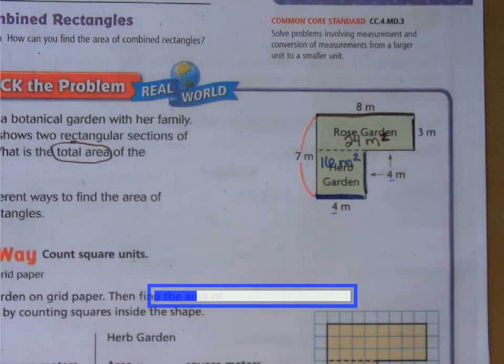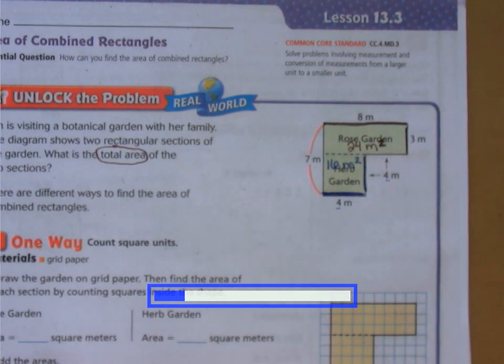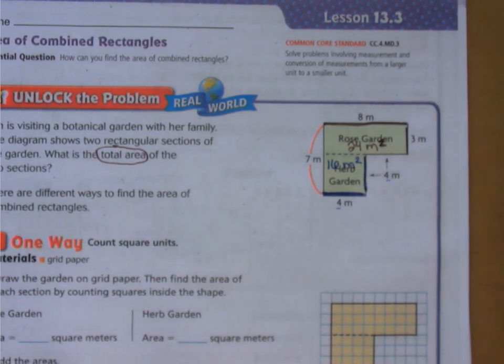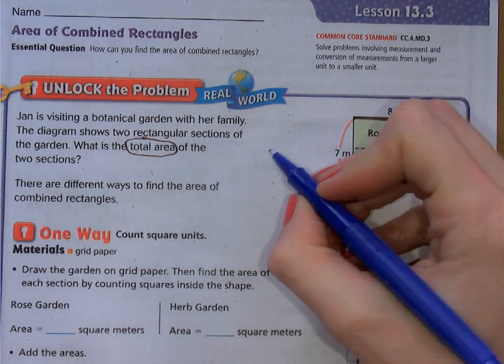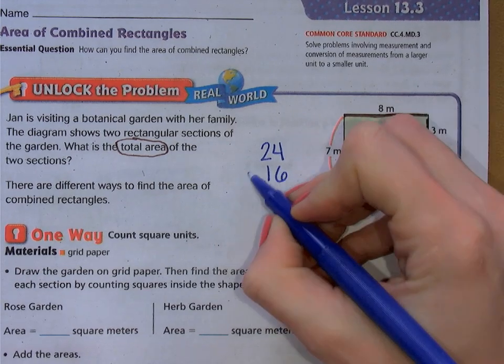Okay, it asked for the total area. So if the rose garden is 24 meters squared and the herb garden is 16 meters squared, what is the total area? That means I need to put those two numbers together, 24 and 16. I'm going to add them up.